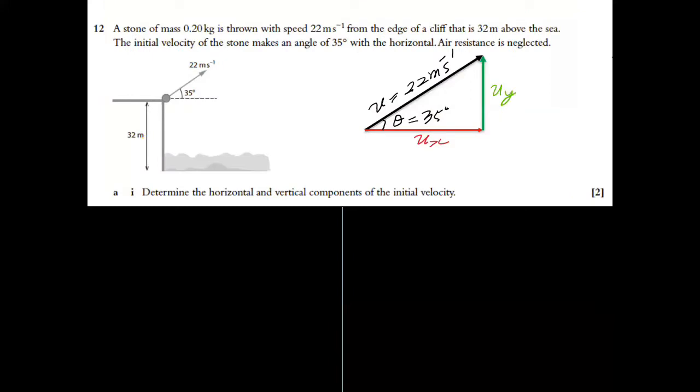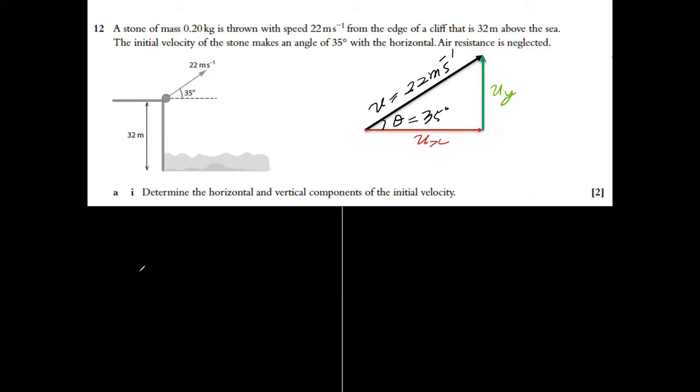A stone of mass 0.20 kilogram is thrown with a speed of 22 meters per second from the edge of a cliff that is 32 meters above the sea. The initial velocity of the stone makes an angle of 35 degrees with the horizontal. Air resistance is neglected. Determine the horizontal and vertical components of the initial velocity.